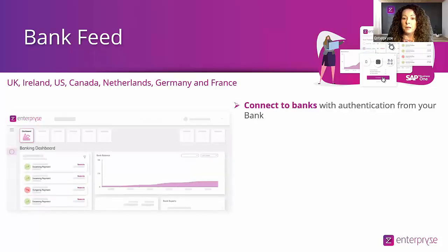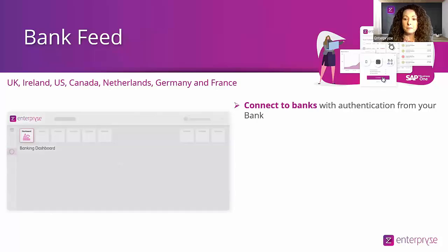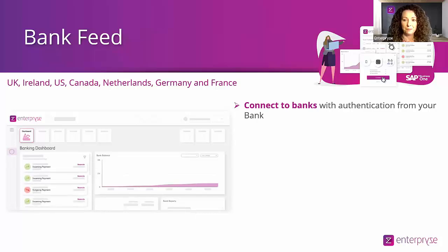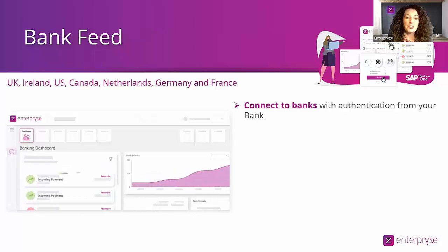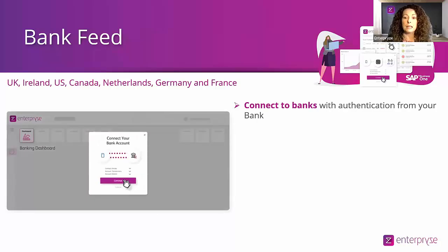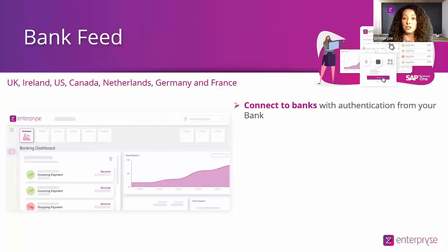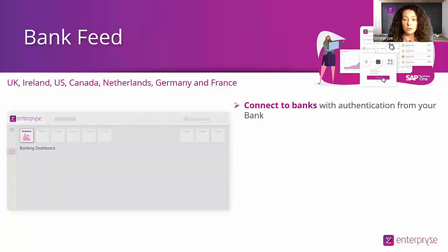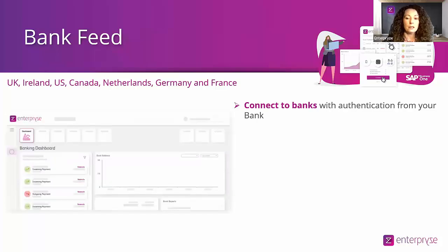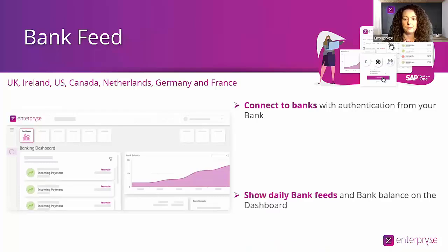So just to confirm what it is that we actually do, we simply connect to the banks with authentication from your bank institution. This is not your enterprise authentication, it is simply your bank institution authentication, which is something that we don't hold, that we don't capture, that we don't know. So this is only information that you are fully aware of at the time when doing that connection.